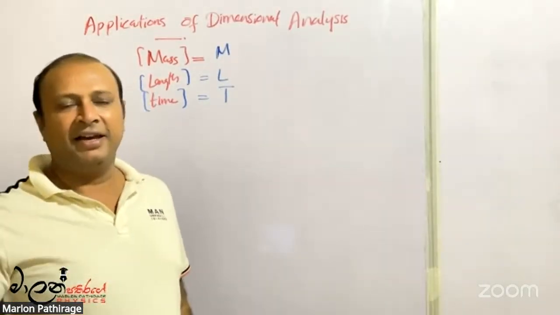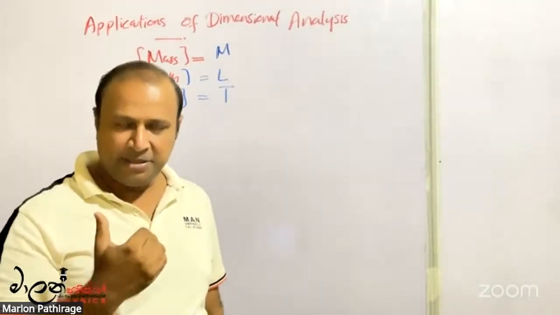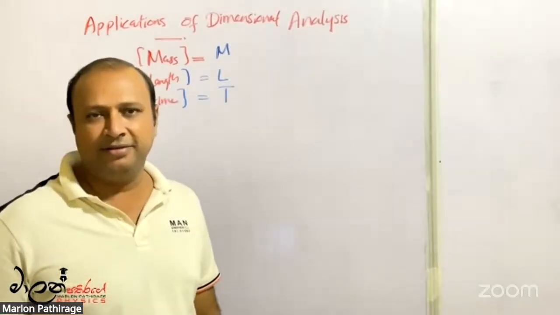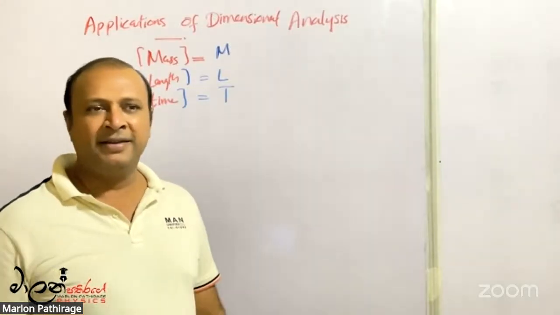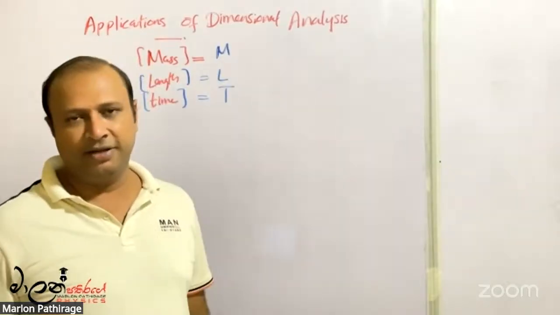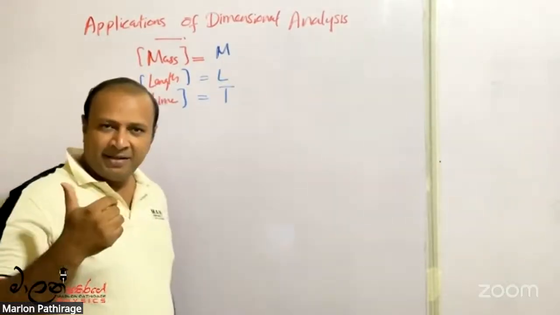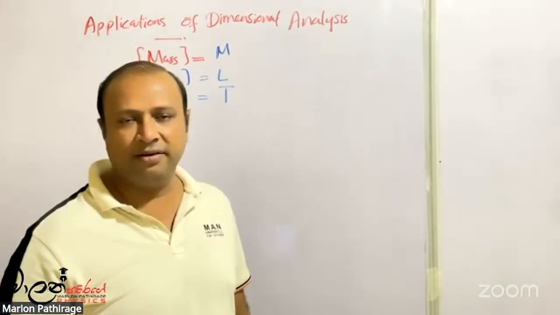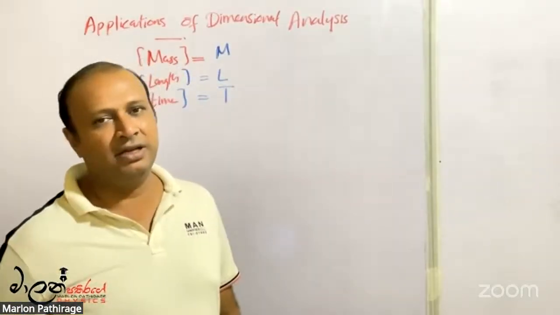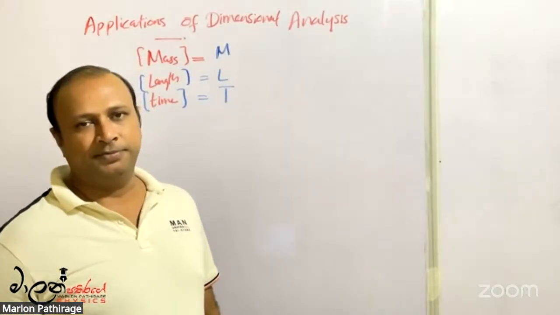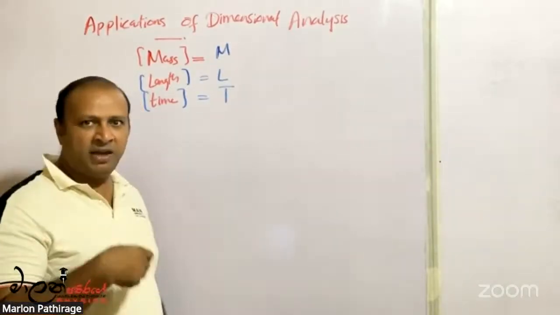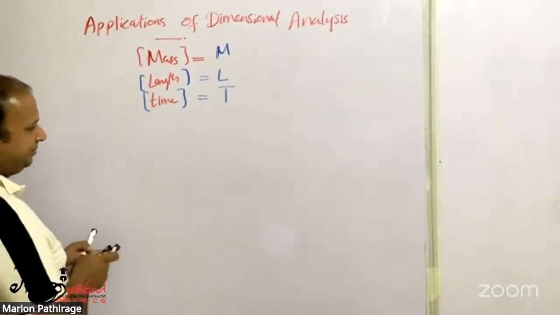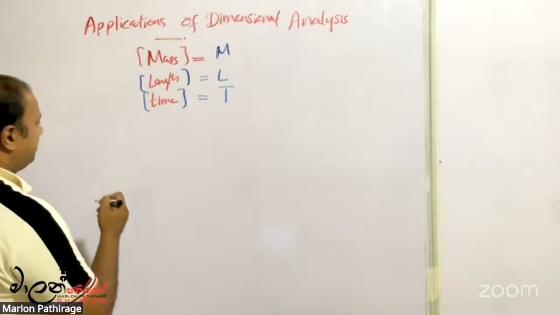Then, using those symbols, we can determine the dimension of a certain derived physical quantity. Dimension means a symbolic representation of the relationship between that physical quantity and the fundamental physical quantities. Then we wrote some dimensions as an example, the dimension of velocity.